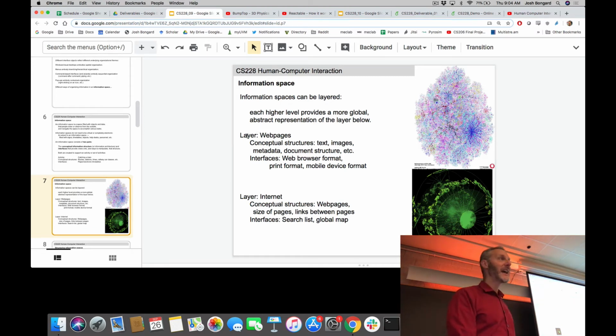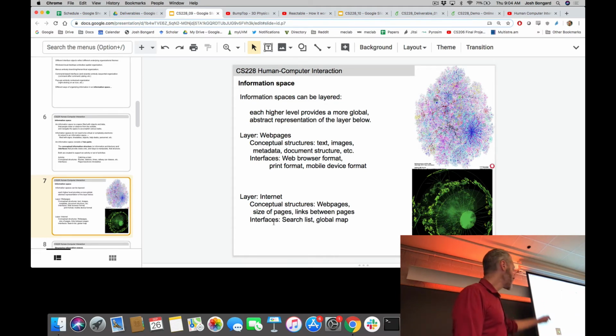If we pick a particular layer in the hierarchy that is the internet, which is an individual web page, we can think about that single web page as an information space. Someone is moving about through that web page. Conceptual objects are things like text and images, metadata, and document structure of the page itself. The observer does not see those objects directly. They're seeing interface analogs of those structures, like the format of the page itself, print format, mobile app format, and so on. So even within an individual web page, there are different interfaces onto the things that make up an individual web page.